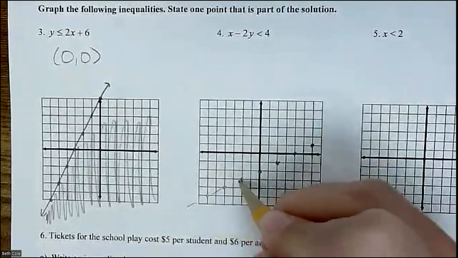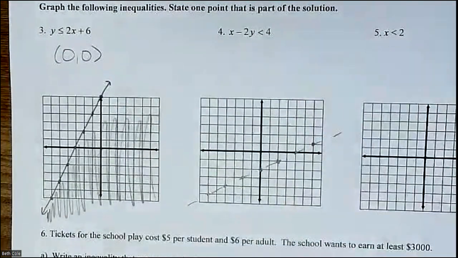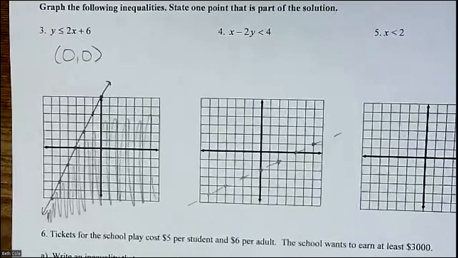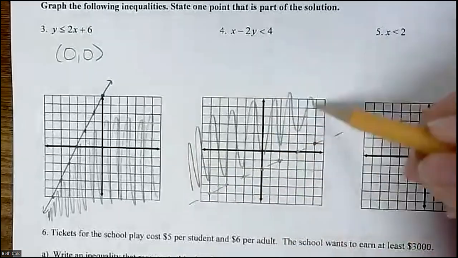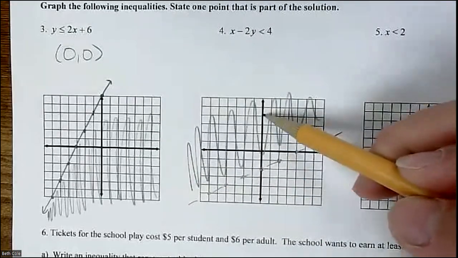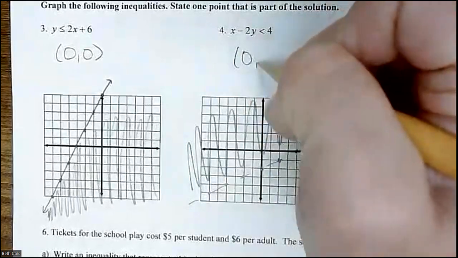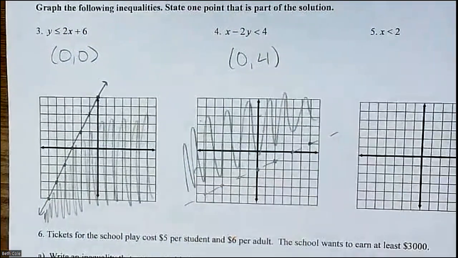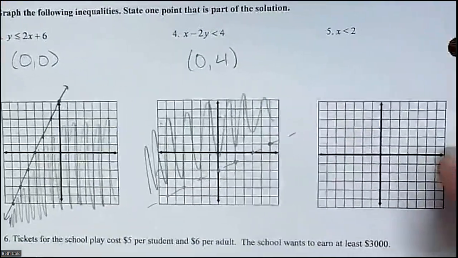And it was a dotted line. And here, let me go back to it. I forget where it was shaded at this point. Dotted line, and it's shaded above it. So state one point that's part of the answer. I'm going to pick 0, 4. But any points over here would count. Points on the line would not count because it's dotted, so those wouldn't count.